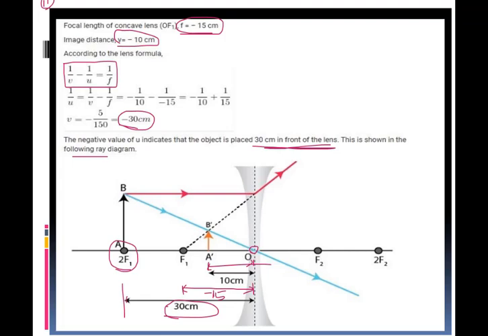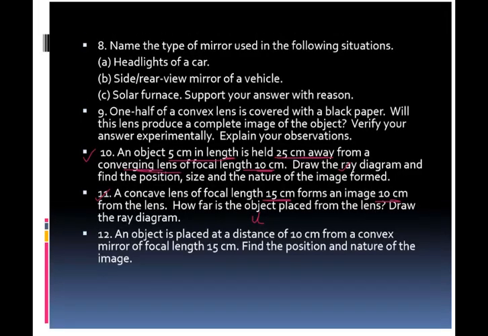Now let us solve question number 12. Question number 12 tells that an object is placed at a distance of 10 centimeter from a convex mirror. That means 10 centimeter is the object distance. We have a convex mirror. Its focal length is 15 centimeter. Find the position and nature of the image. Let us solve this question.